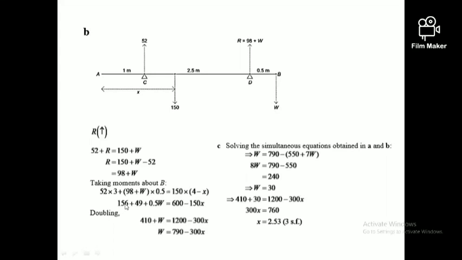52 into 3 is 156. 98 into 0.5 is 49. 0.5 into W is 0.5W. 150 into 4 is 600. 150 into minus x is minus 150x, right? If you add these two, it turns up to 400, and it will turn up to 9 plus 5. 9 plus 6 is 5. It's 205.